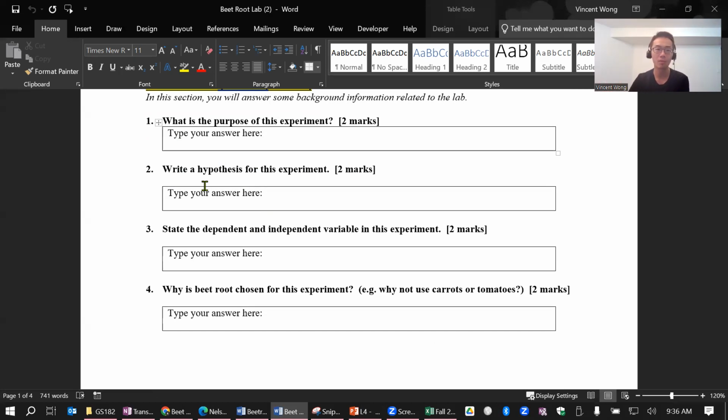How many sentences do I want? The hypothesis should just be one sentence, okay? Increasing the temperature will increase the membrane permeability or decrease the membrane permeability. That's all. Okay, keep it short.